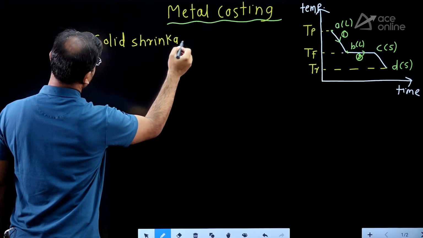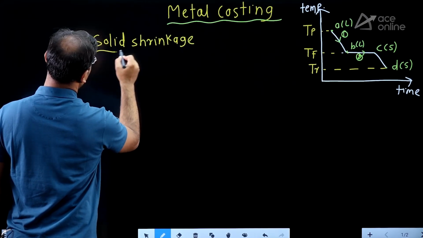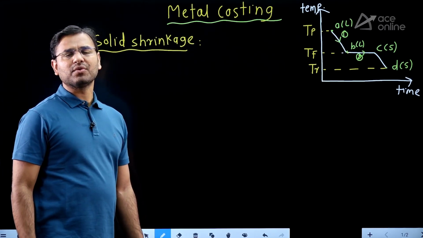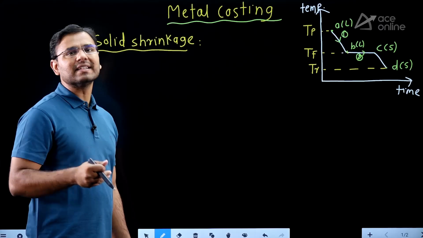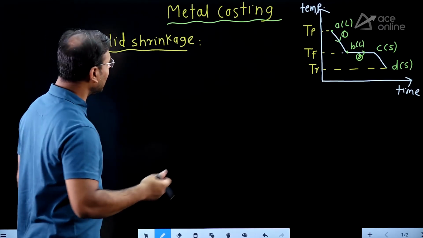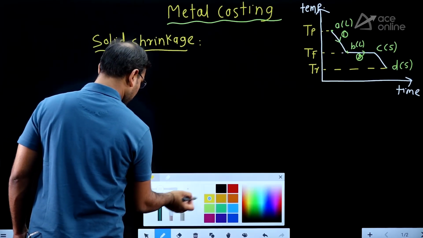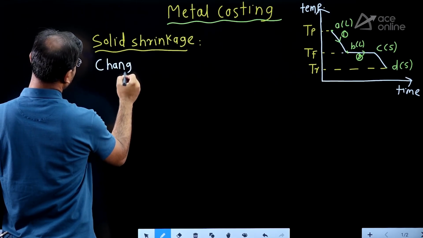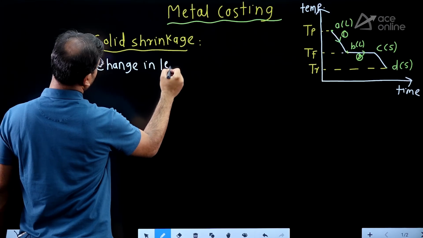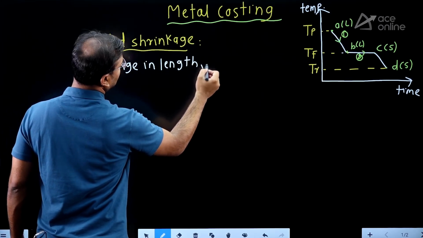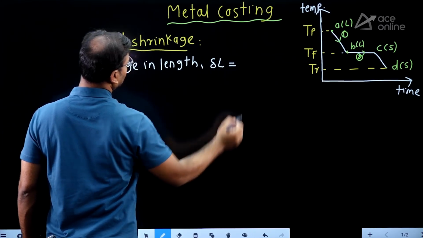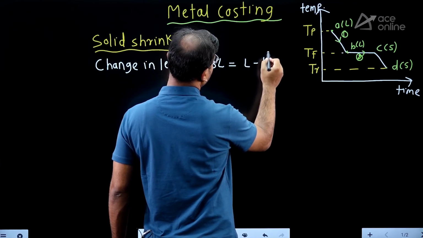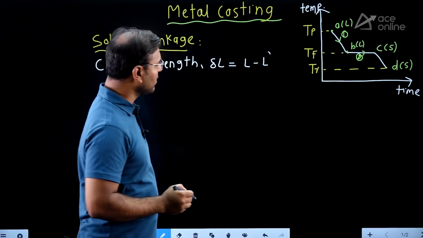Solid shrinkage means we have to see the change in length, and it is denoted by delta L. Then I am writing here change in length, denoted by delta L, and delta L is equal to L minus L dash. Now there is a big question: what is L minus L dash?